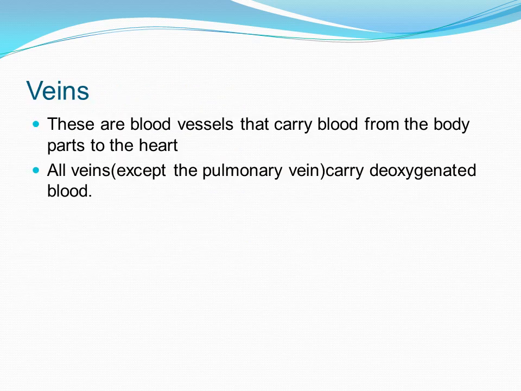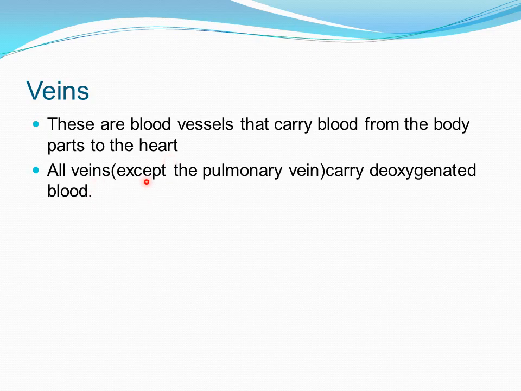Now here comes the second part, the veins. So what are these? These are the blood vessels that carry blood from the body parts to the heart. So what was the artery doing? The artery was carrying blood from the heart to different parts of the body. So as it is carrying from the heart to different parts of the body, we can expect that it was carrying oxygen-rich blood. And this is carrying from different parts of the body to the heart.